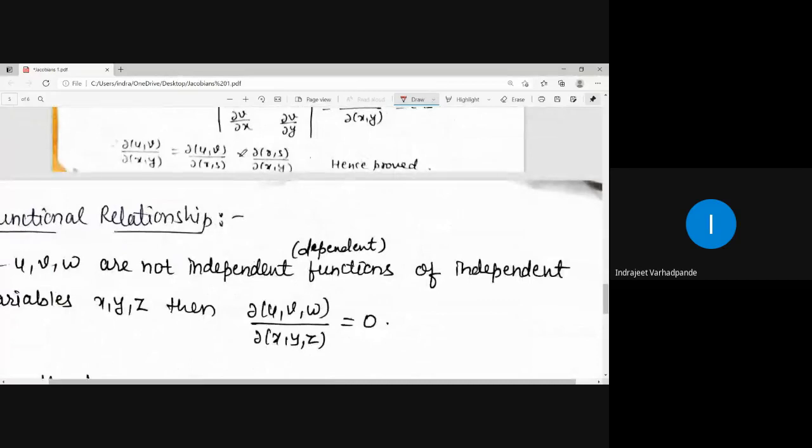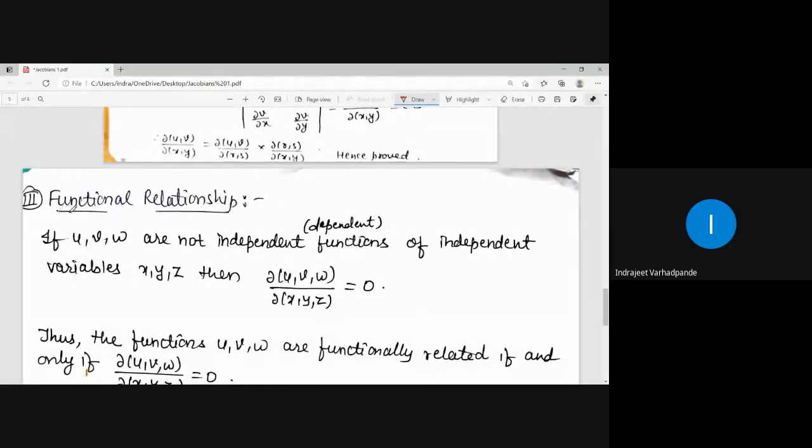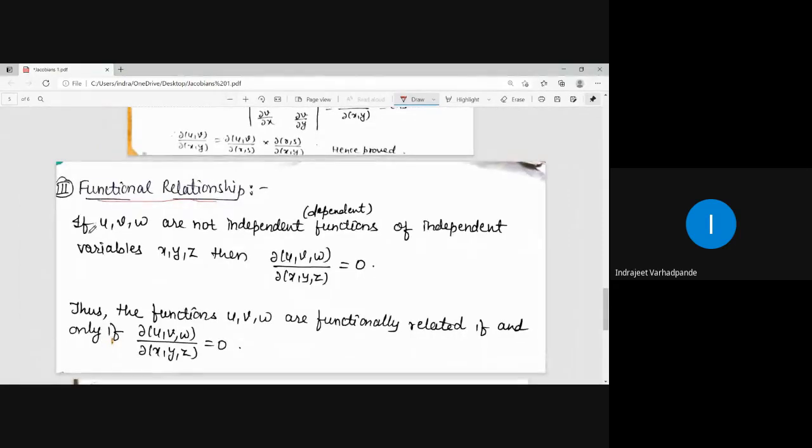The third property is functional relationship. What does it say? If u, v, w are not independent, meaning they are dependent functions of variables x, y, z, the determinant is 0.